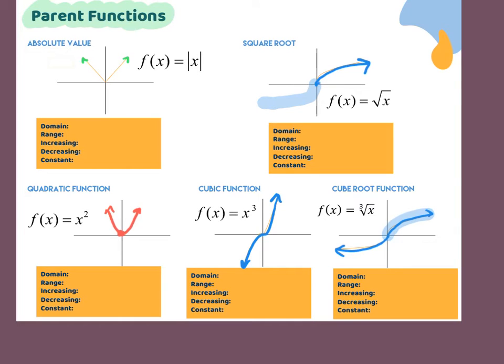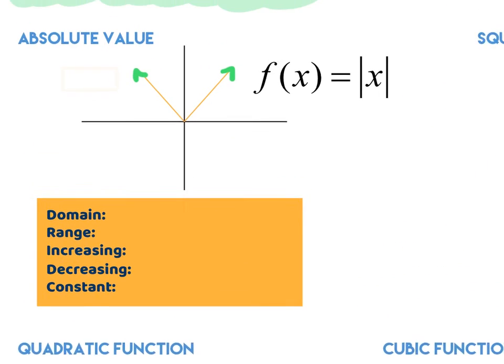So what we are going to do, first of all, you have to memorize these, because in the next section it's going to say take this and shift it up a unit, shift it down a unit, shift it to the right, shift it to the left, flip it upside down, make it narrow, make it wide, that kind of stuff. But let's practice domain, range, increasing and decreasing on these.